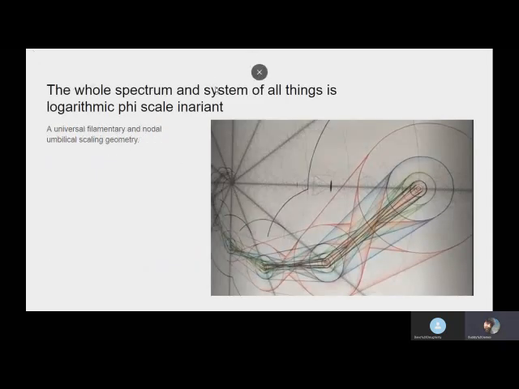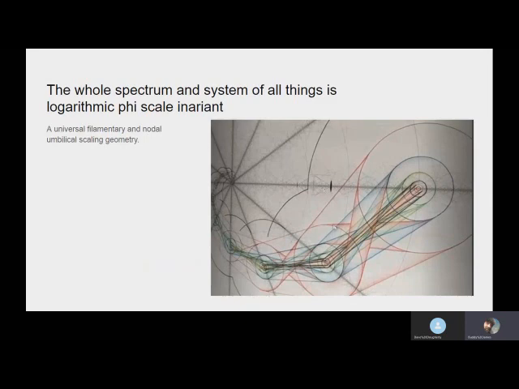The whole spectrum and system of all things is a logarithmic phi scale invariant. It's all the golden ratio, a universal filamentary and nodal umbilical scaling geometry. Everything is included inside of not just one of these filaments. This is the first one. This is the fundamental filament, but all of them put together inside of this one system creates something amazing that none of us know yet. It's mysterious, and I can't wait to find out what the bottom of this is, how to get into it deeper.